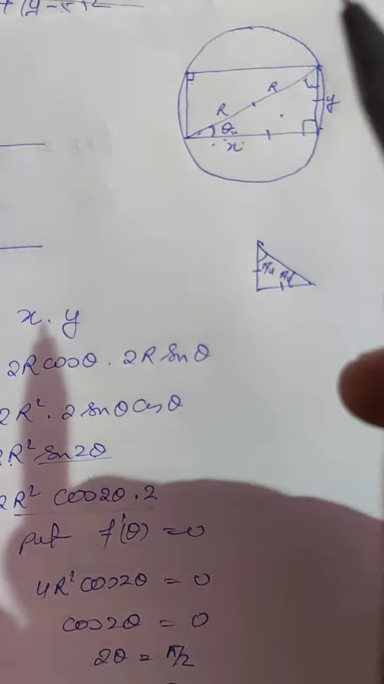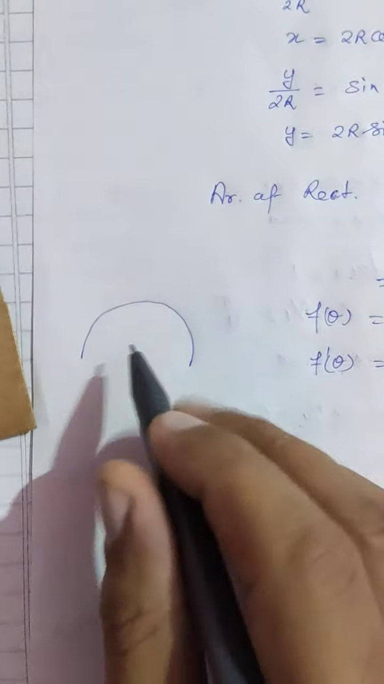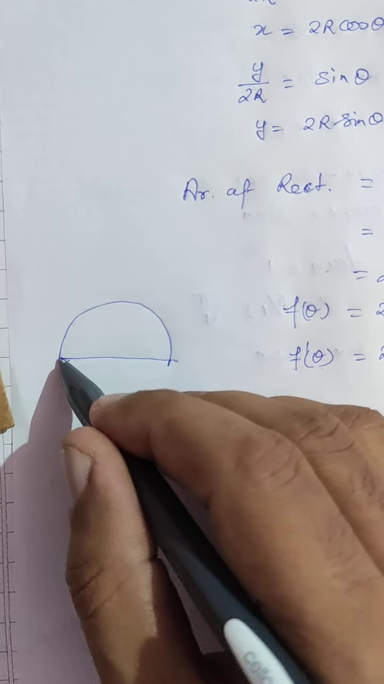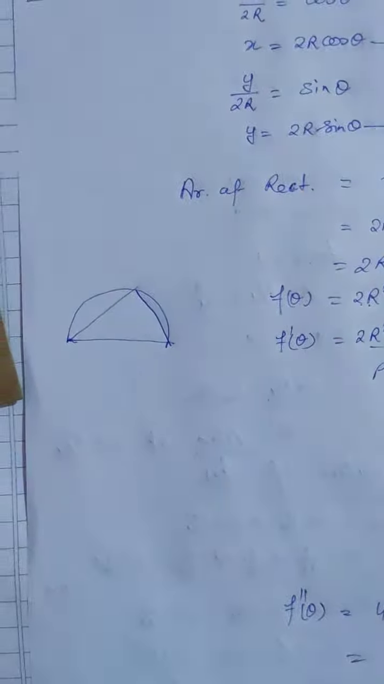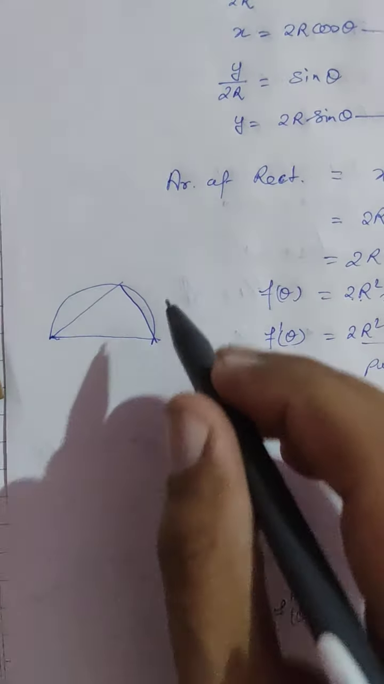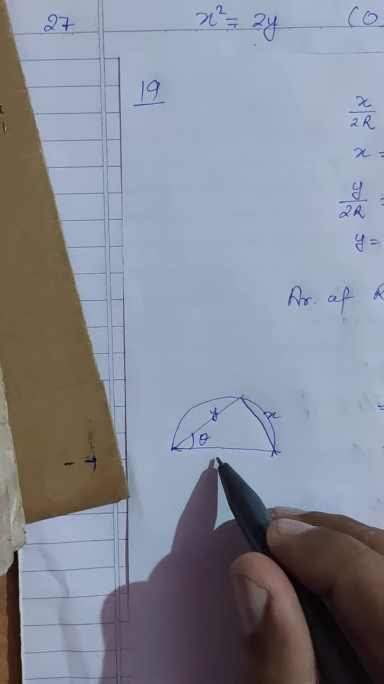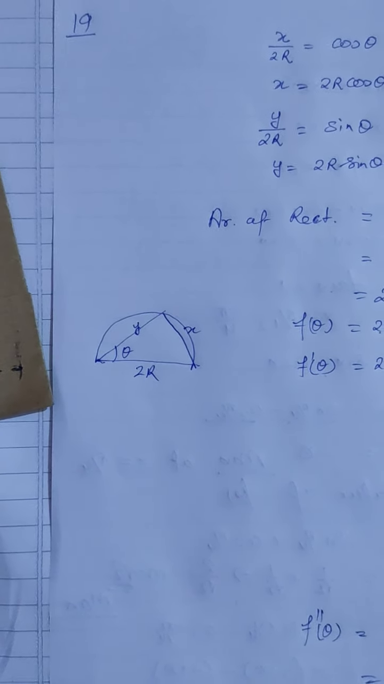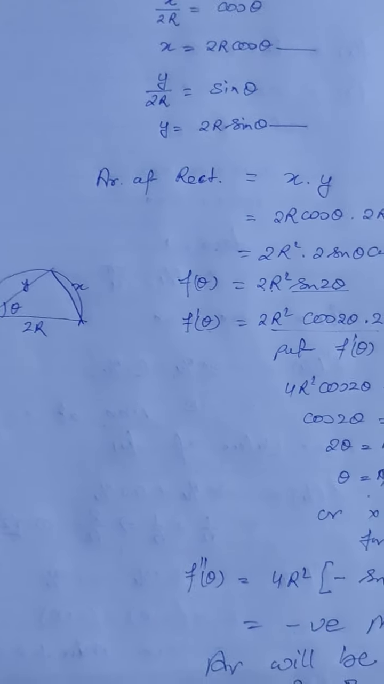That was, a triangle is inscribed in a semicircle. Prove that its area will be maximum when it is isosceles. So it is totally same. This you could take x, this you could take y, this one is theta, and this will be 2r. So in the same way you could do this also. So similar to this, many questions in the board examination are also asked.